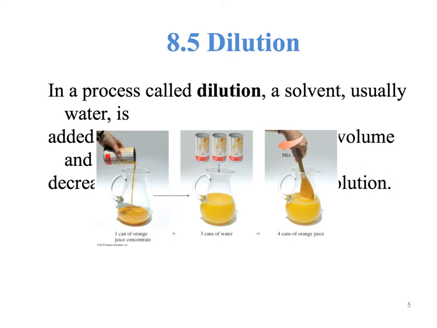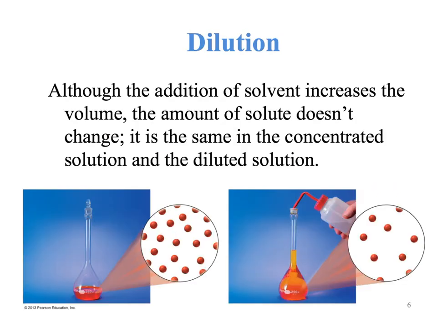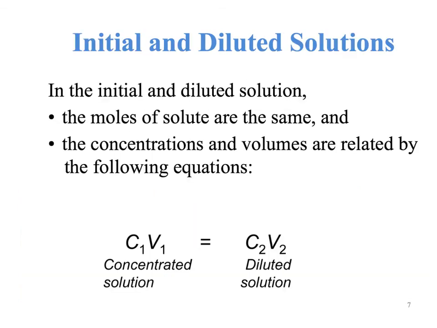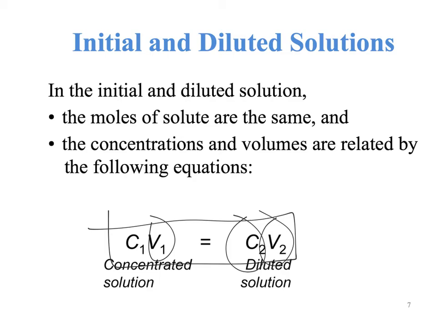The next thing that we're going to learn in this chapter is called dilution. Dilution is a process in which the amount of solute remains the same, but the amount of solvent increases. By doing that, we're changing the concentration of our solution. The amount of solvent increases, the amount of solute doesn't change, and the concentration of our solution is going to be decreasing. For dilution, we use the following formula. Concentration 1 times volume 1 equals concentration 2 times volume 2.